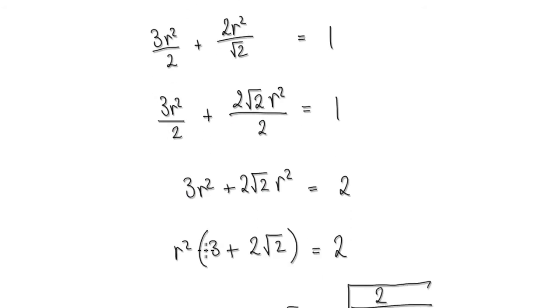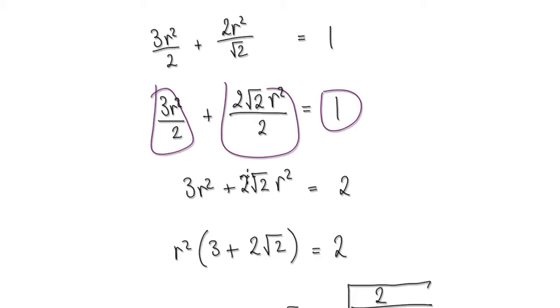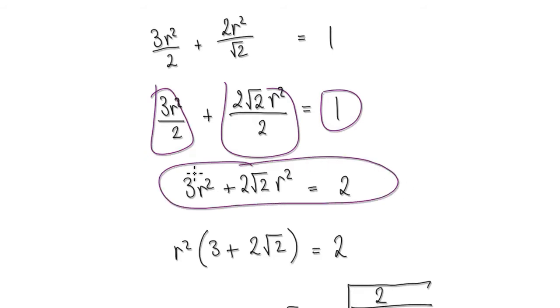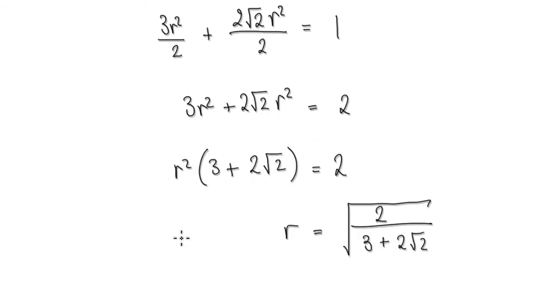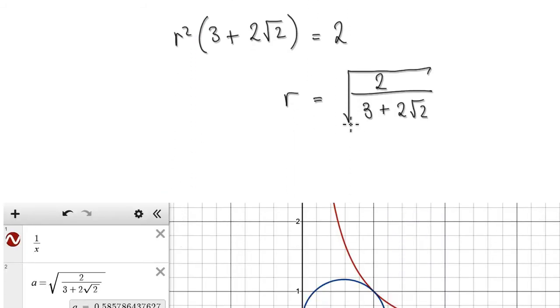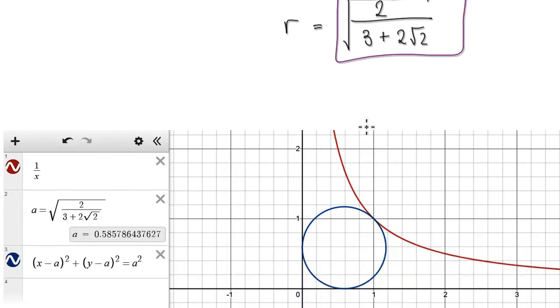Now that the two denominators are the same, actually, don't merge them together. Times everything by 2. That will give you this thing here. Now divide both sides by this thing here, and then square root it. Basically make r the subject. That will give you this thing here. So our radius is given by this.